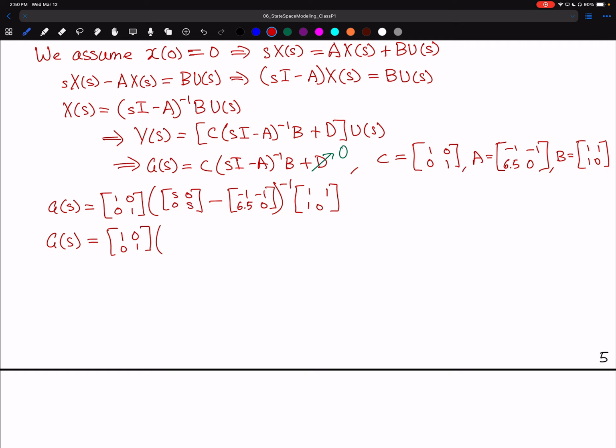Inside the parentheses, we're going to end up with the matrix s plus 1, 1, minus 6.5, and then s. And that needs to be inverted. It's not a simple inverse because it's not a diagonal matrix. And then also we have here 1, 1, 1, 0.